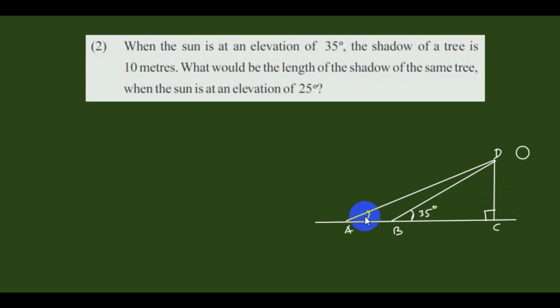It is all said in the question. Now this much length BC is first time the length of the shadow. It is set as 10 meter. We need to get the length of AC and put under the question. What would be the length of the shadow of the same tree when the sun is at an elevation of 25 degree? When the angle of elevation is 25 degree, the length of the shadow is what is asked, it is the length of AC that we needed to find out.